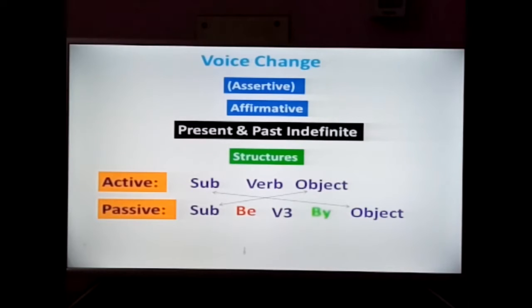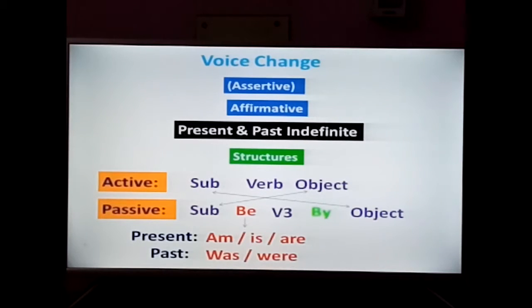For example, in the present indefinite tense, the right form of the be verb must be either am or is or are, depending on the number and person of the subject. Similarly, in the past indefinite tense, the right form of the be verb must be either was or were, again depending on the number and person of the subject.